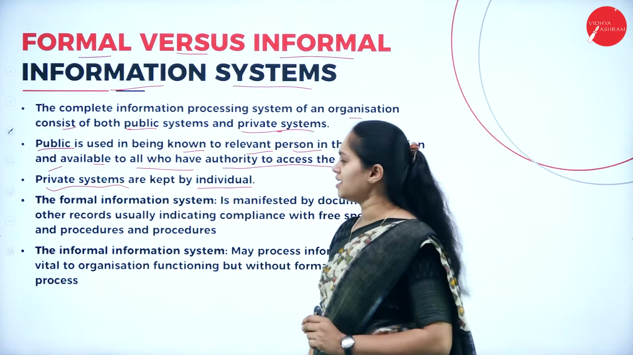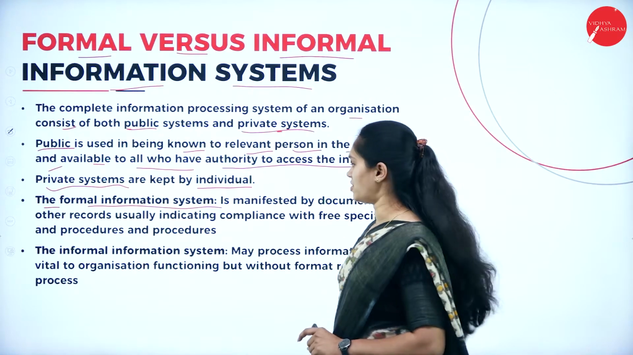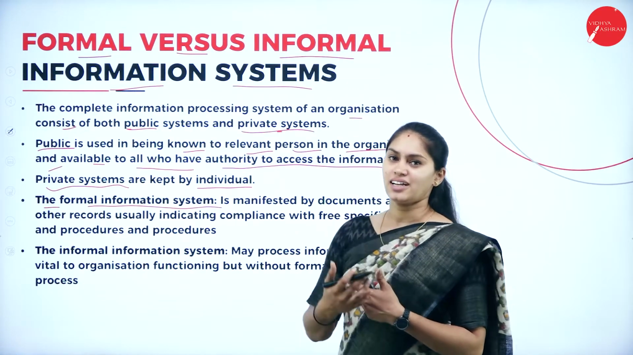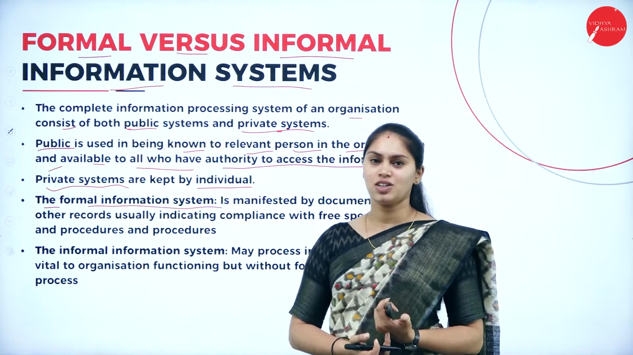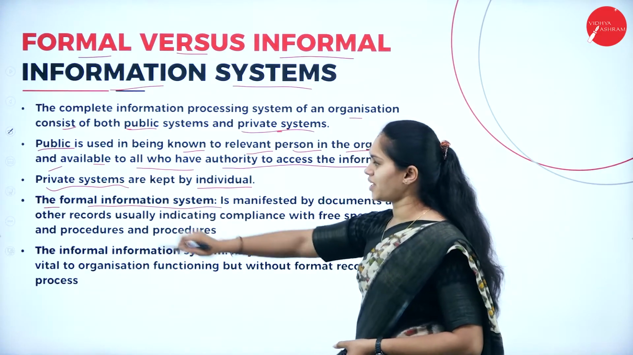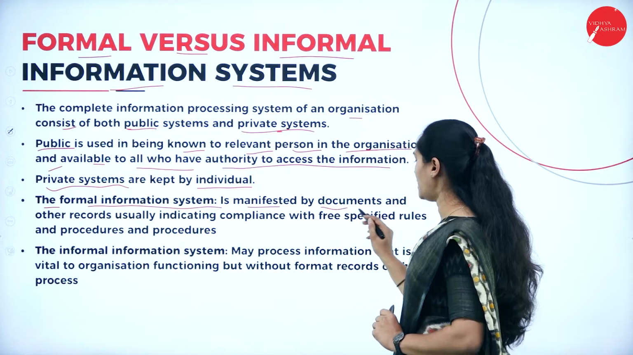Within the public and private systems, we have either formal or informal. Now we'll see what the formal information system consists of. This relates to how the data and information reach the user, in what format it reaches the user. When it comes to the formal information system, it is manifested by documents.